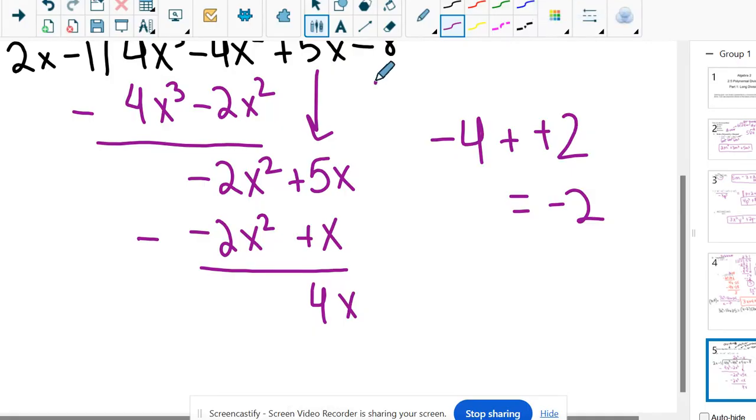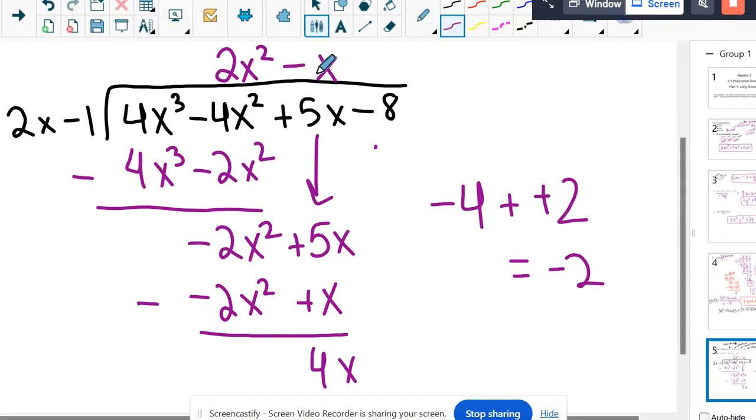How do you get the what? This x? Because remember how we had this? I have to multiply it by these two terms. So negative x times negative 1.